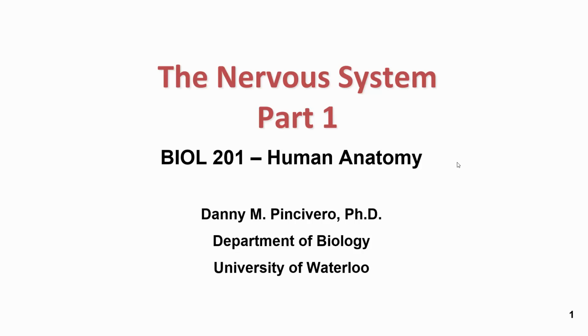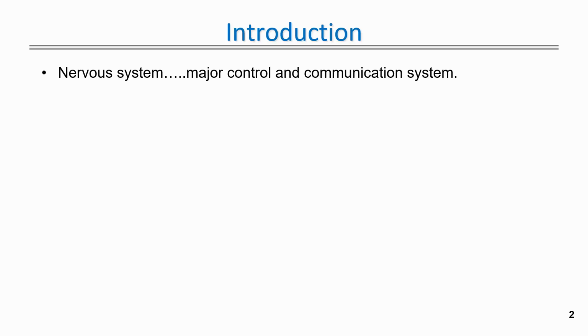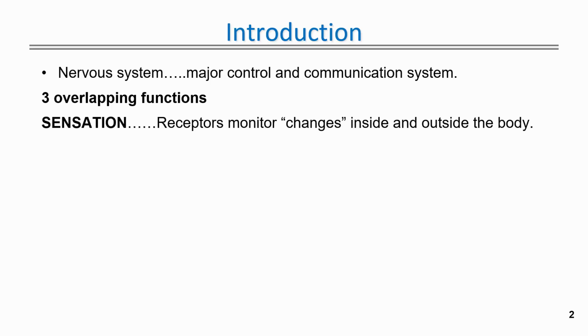In this video, we're going to provide a brief introduction to the nervous system. Now, the nervous system is essentially the major control and communication system of the body that has three overlapping functions.